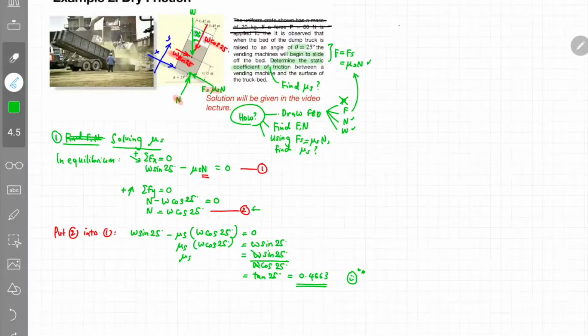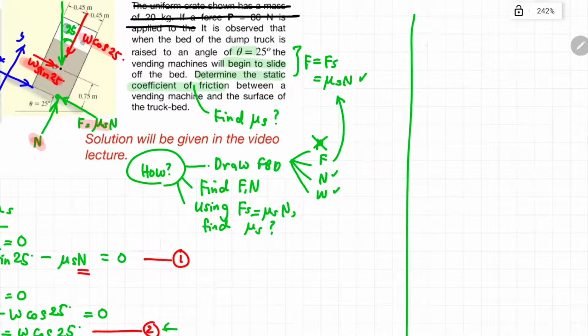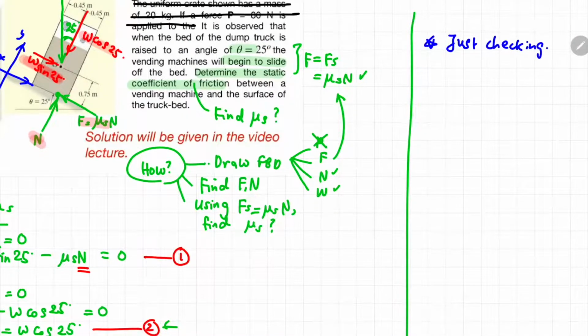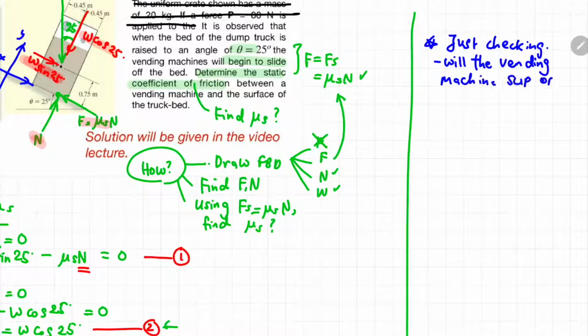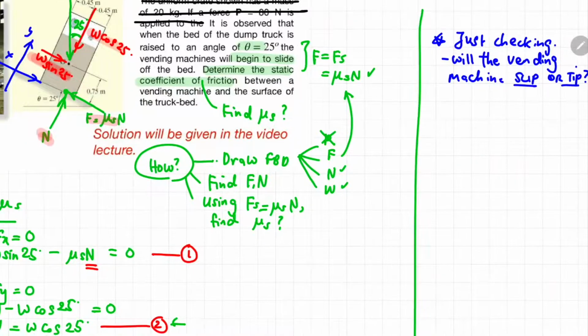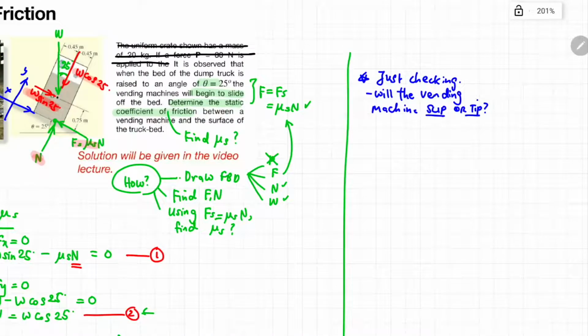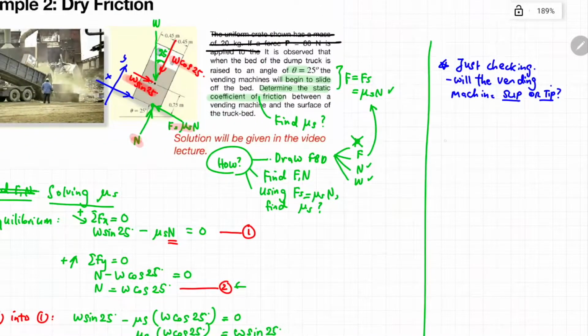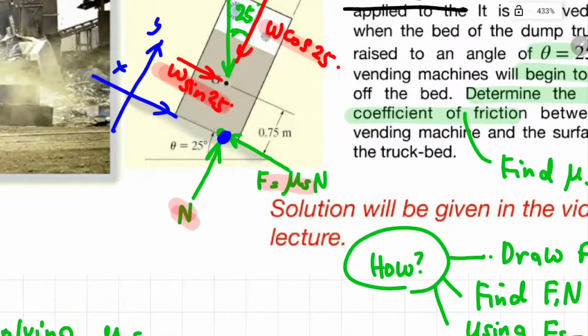Okay, now let us just do a quick check. I'm just curious. I just want to know, will this vending machine slip first or tip first? Okay, so in order for us to know whether it will tip or not, we have to know the magnitude of the x or the position of the frictional force. So there is only one way where we can get the magnitude of x, which is by applying the equilibrium condition for moment.